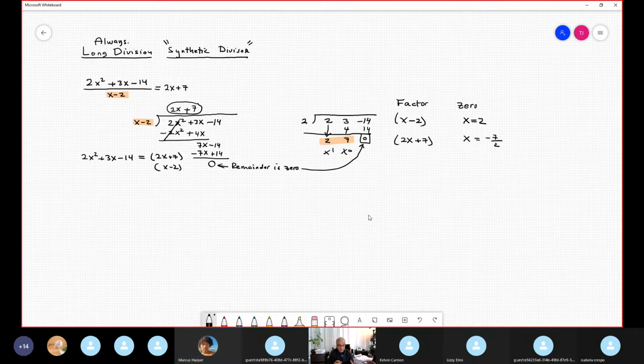In real life, this is complicated, and we do it using factorization and synthetic division together. It's stronger than just factorization. Let's practice a little bit of synthetic division.